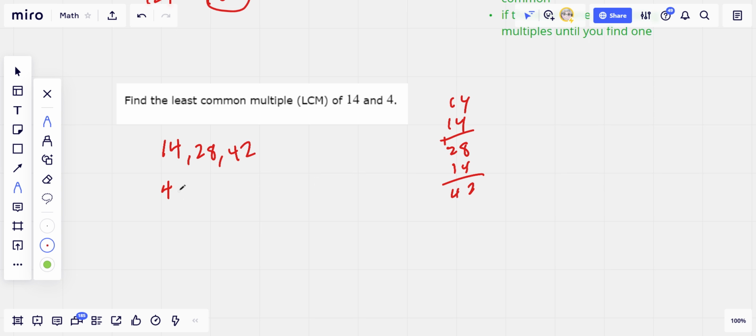4 times 1 is 4. 4 times 2 is 8. 4 times 3 is 12. 4 times 4 is 16. 4 times 5 is 20. 4 times 6 is 24. 4 times 7 is 28. 28. So that's the smallest one that they have in common. So the least common multiple of 14 and 4 is 28. So that's a little bit of work with the least common multiple.